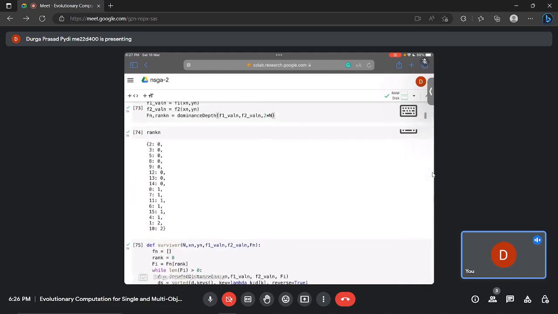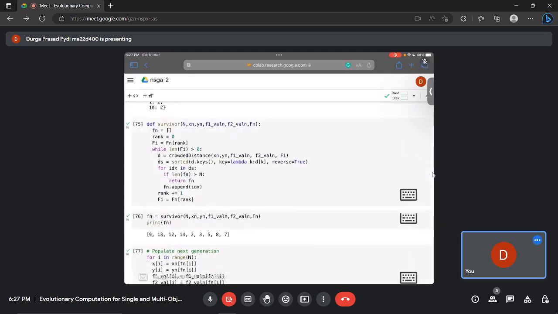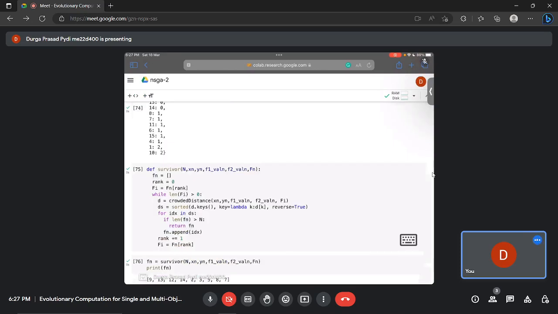If you see here, out of these individuals, we got 9, 13, 12. Individuals 1 and 10 basically have rank 2, so just look at rank 1. If the second index is 0, then it is rank 1. There are 8 individuals with rank 1, and that is equal to our population size. All these 8 individuals will essentially come out of your survivor operator.